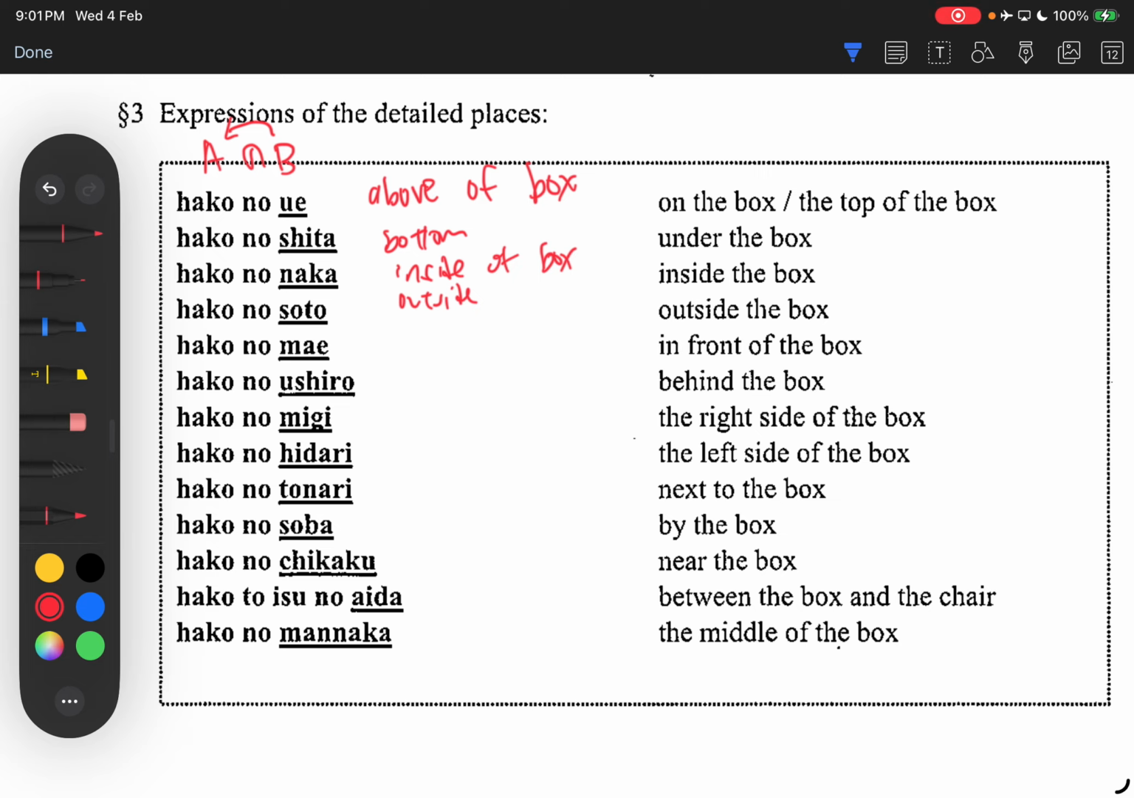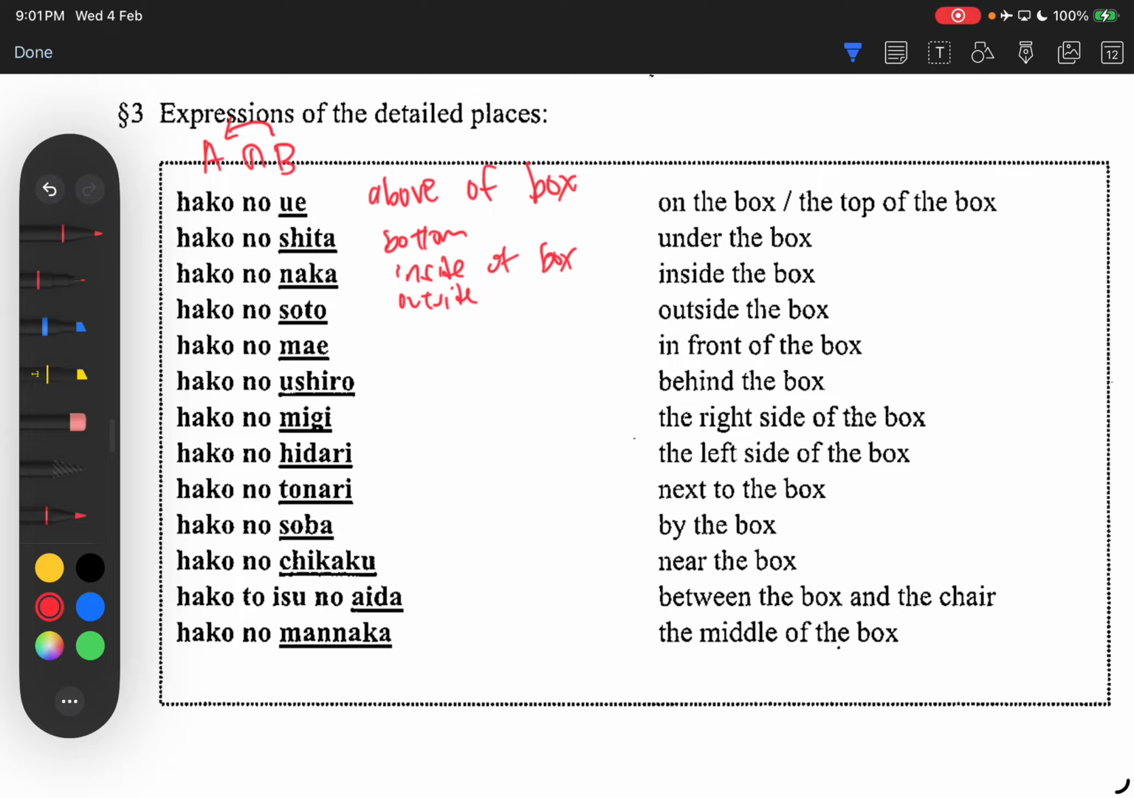箱の隣. 隣 means beside, so beside the box. Soba means, okay, the difference between 隣 and soba. For example, if I sit down here, Shui is 隣. He's beside. Soba is when Shui is sitting here, like both of you, right? Then you can say soba. Soba is like side by side, shoulder to shoulder.